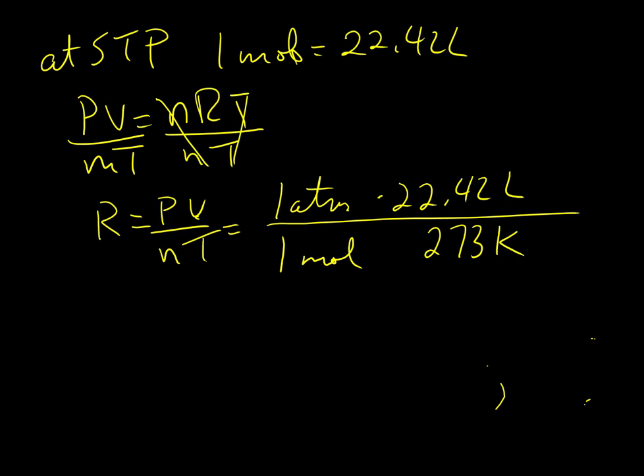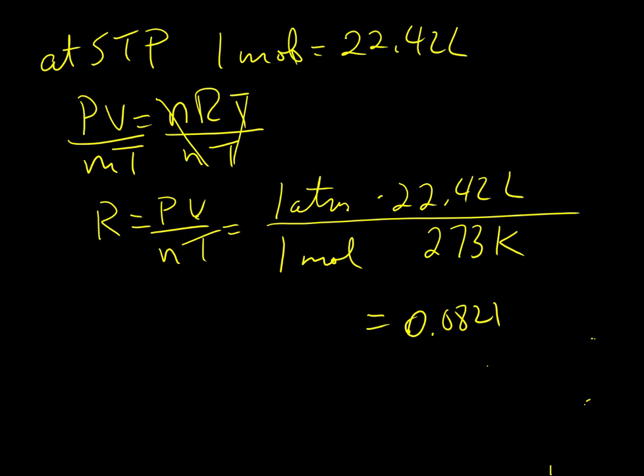Well, that's 22.42 divided by 273, and I get 0.0821. That's 3 sig figs because it's 273. What units? Well, what cancels out? Nothing. So all of those units stay.